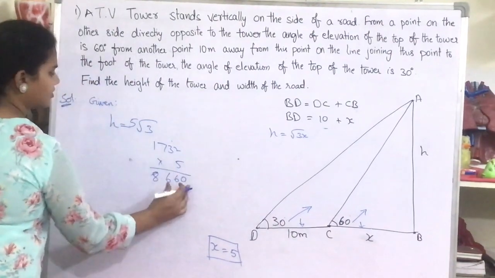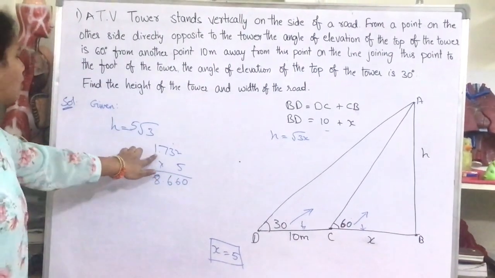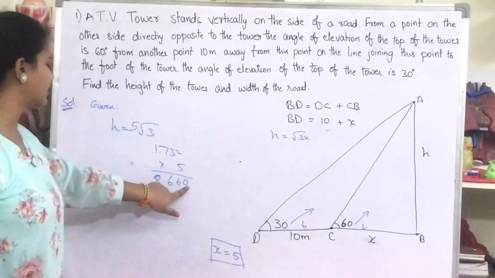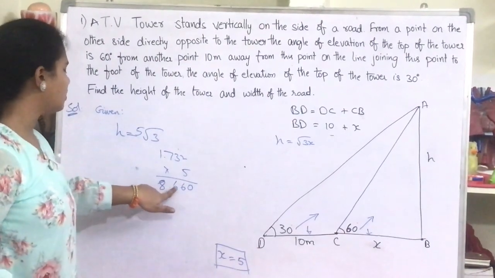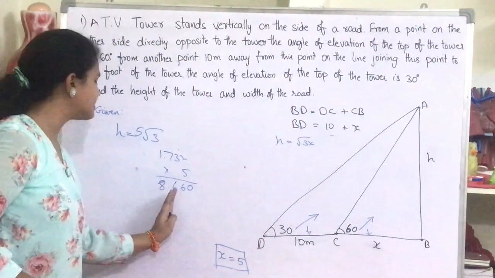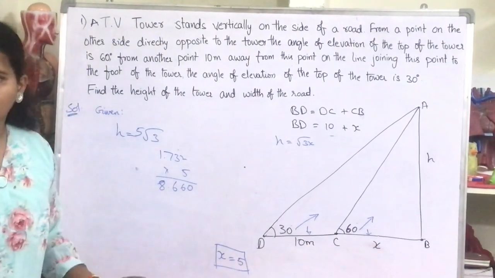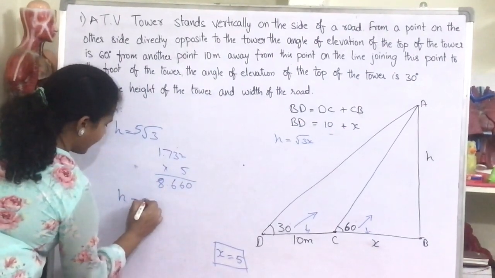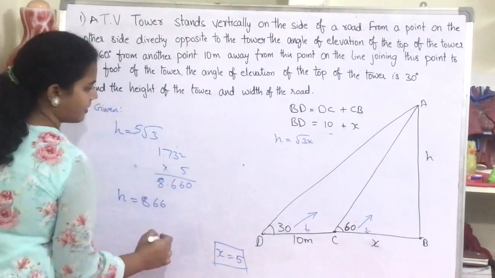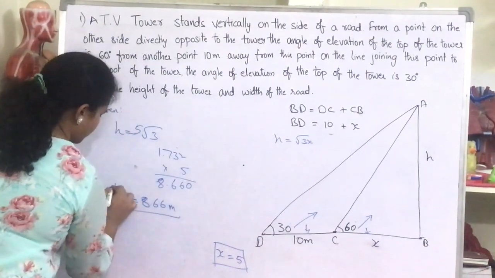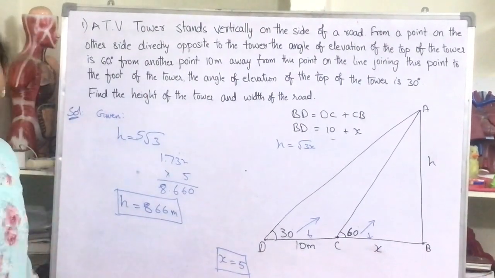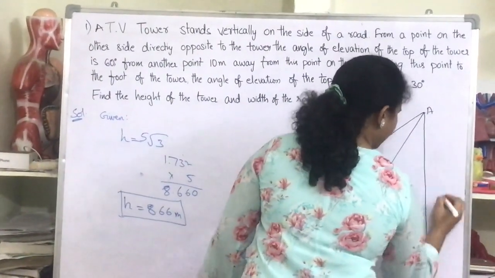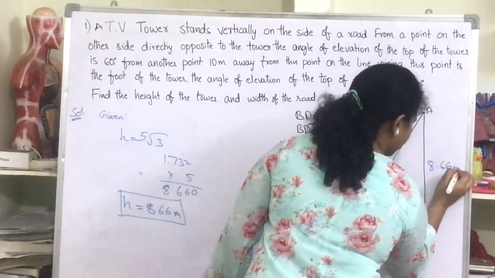Here we put a decimal dot before 3 numbers, so the zeros after the decimals are not counted. So we can consider h equals 8.66 meters. The height of the tower is 8.66 meters. I can write AB equals 8.66 meters.